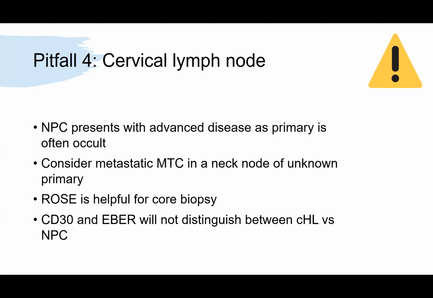In terms of immunohistochemistry, CD30 and EBER are not going to help distinguish between classical Hodgkin's lymphoma and nasopharyngeal carcinoma, and the use of a panel is really going to be helpful here.